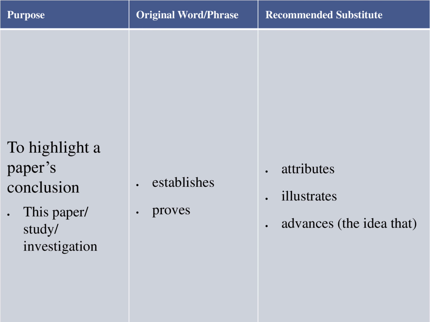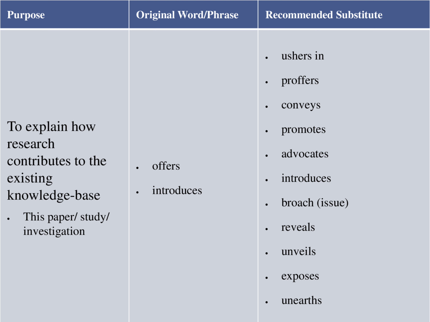Then, to highlight a paper's conclusion, usually it is written like this: this paper or study establishes or proves. Instead of writing like this, we can write this paper attributes or illustrates or advances the idea that. To explain how research contributes to the existing knowledge base: this paper or study offers or introduces. Substitutes are ushers in, proffers, conveys, promotes, advocates, introduces, broaches, reveals, unveils, exposes, unearths.